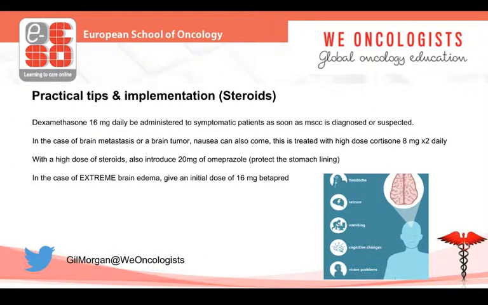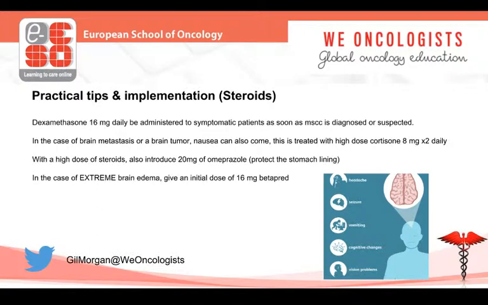So there are many uses to steroids in cancer. In the case of malignant spinal cord compression, dexamethasone 60 milligrams daily can be administered to symptomatic patients. In the case of brain metastases, which are most common with breast, lung, and kidney cancer, be on the lookout for people that are coming to you with headaches, nausea, and neurologic problems. This would require immediate treatment with high-dose cortisone, 8 milligrams times 2 daily, and of course contact with a neurosurgeon.